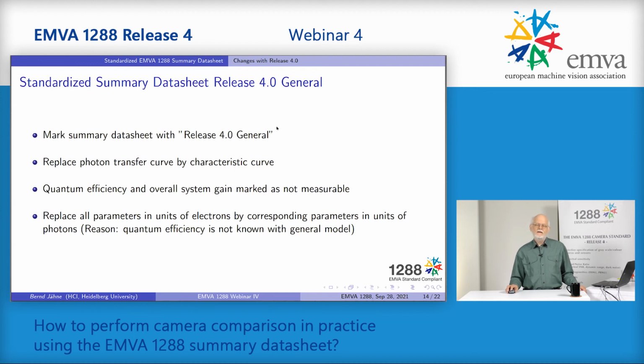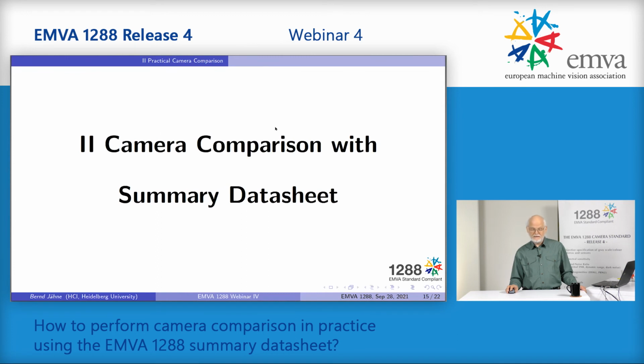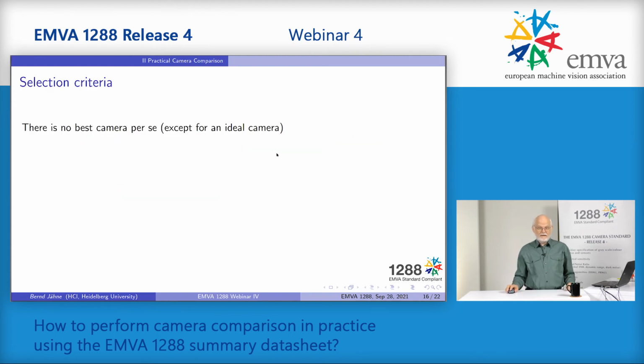4.0 general. How the summary datasheet is built up. And now to find a quick final application of that, let's simply ask ourselves, given what we discussed yesterday, what are now for your application the most important issues and which parameters to look at? And as I said already yesterday, there is no best camera per se.